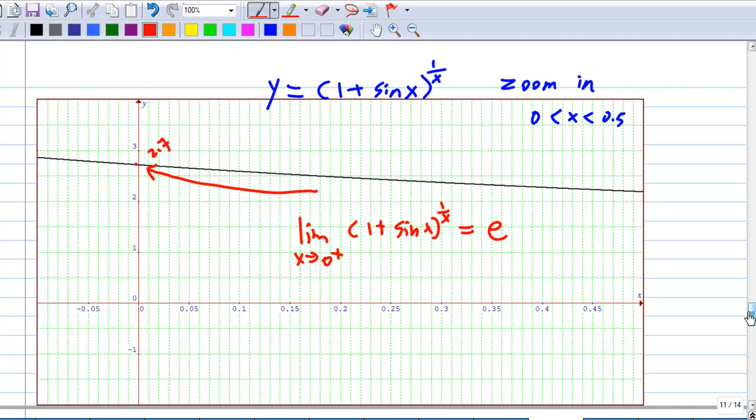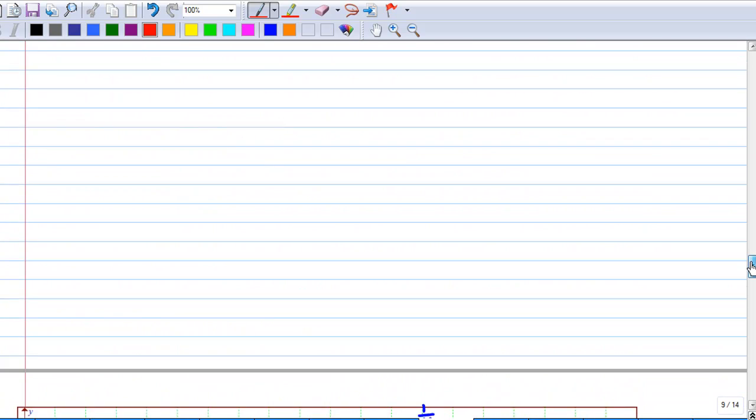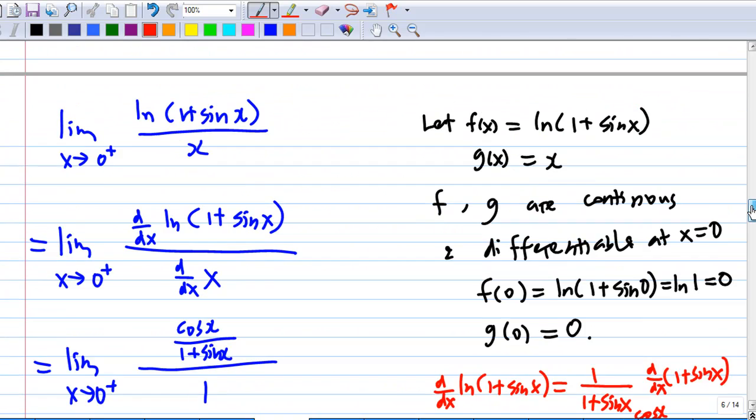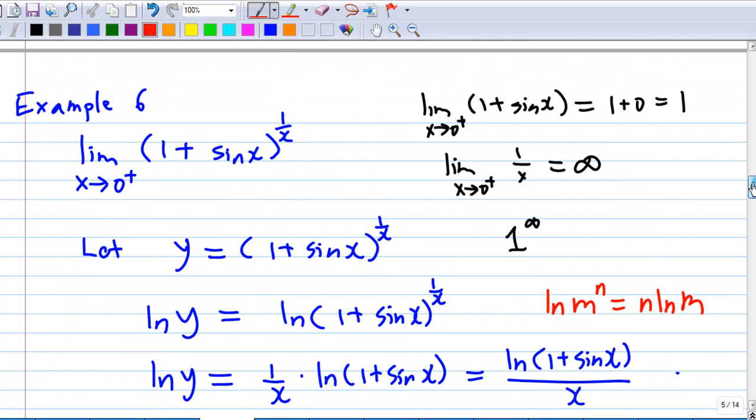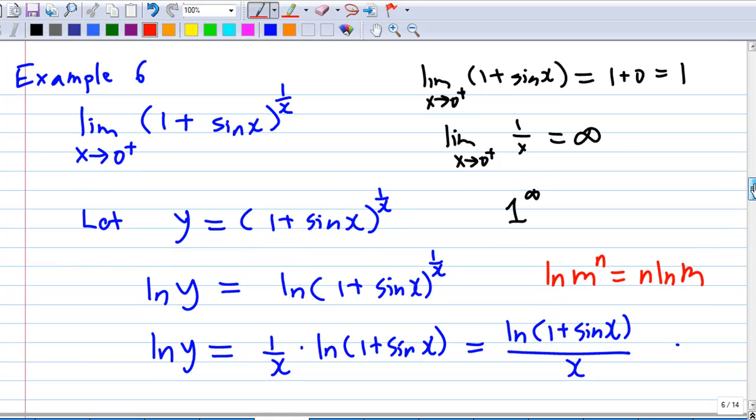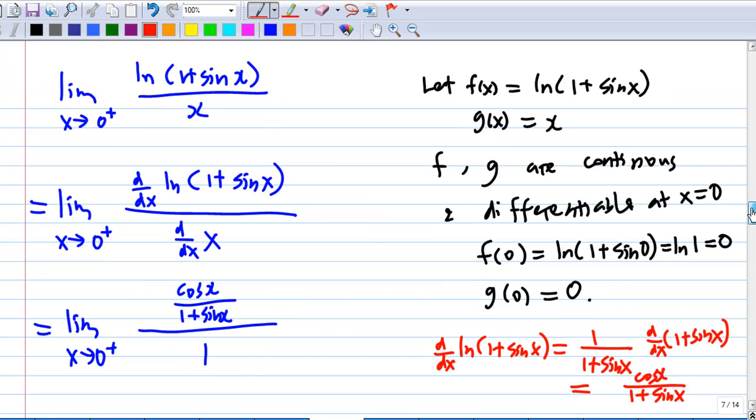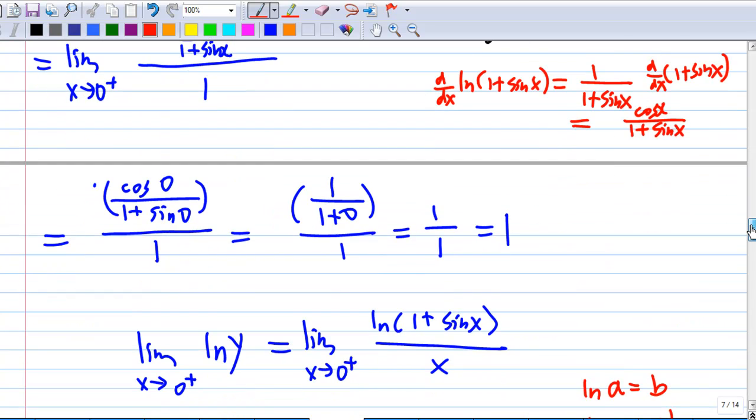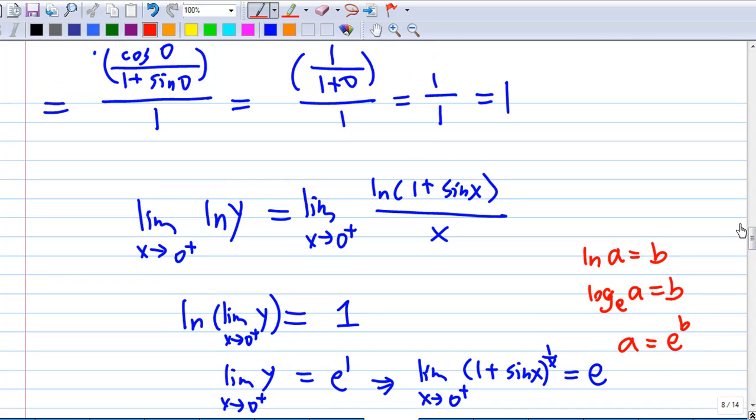But we can actually get this without the help of the graph by using L'Hopital's rule. By introducing a dependent variable y first, then taking ln on both sides and applying L'Hopital's rule, we obtain the answer e, using the continuity of the ln function. That is the end of this recording.